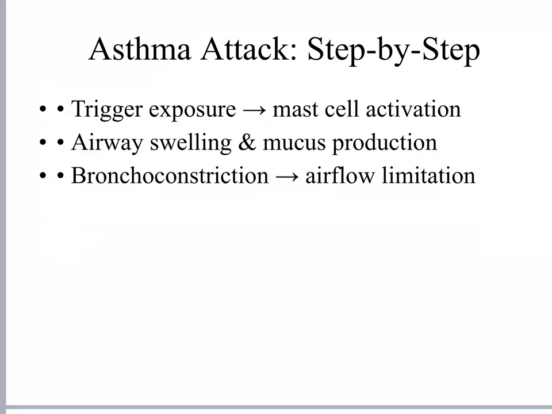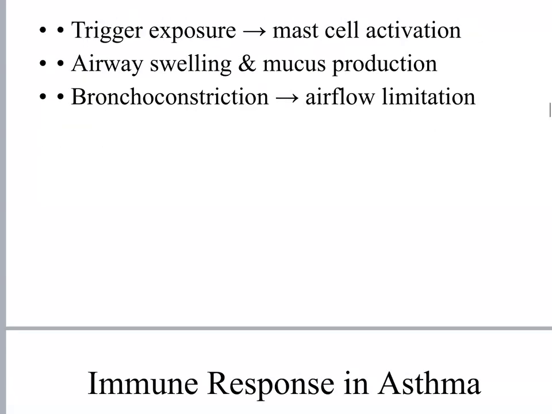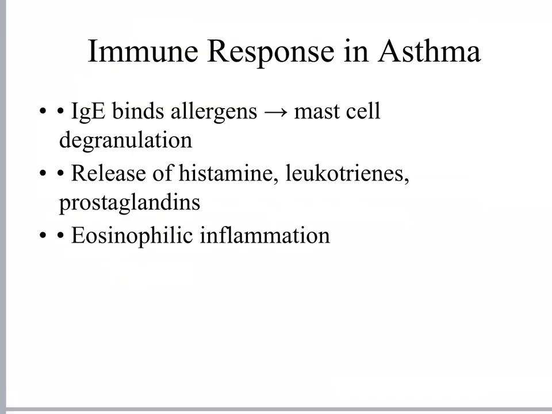So here's a simplified step by step. Get exposed to trigger, you have mast cell activation, airway swelling and mucus production. Bronchoconstriction leads to airway limitation. And then there's also an immune element, an immune response in asthma. The IgE binds to allergens and leads to mast cell degranulation. This releases histamine, leukotrienes, and prostaglandins, just like I said before, and eosinophilic inflammation. And our eosinophils, as you might remember from biology, are always linked to allergies.